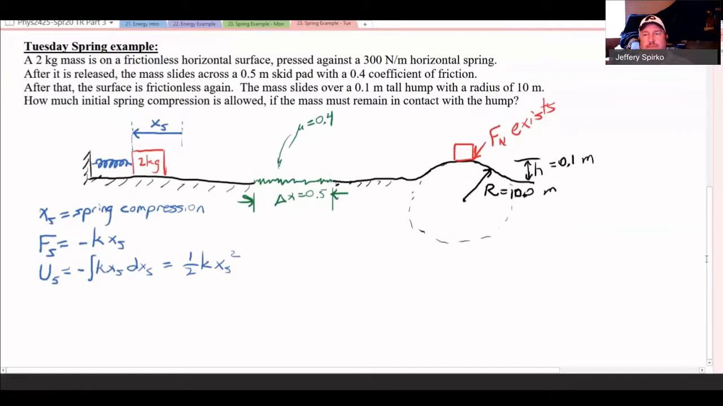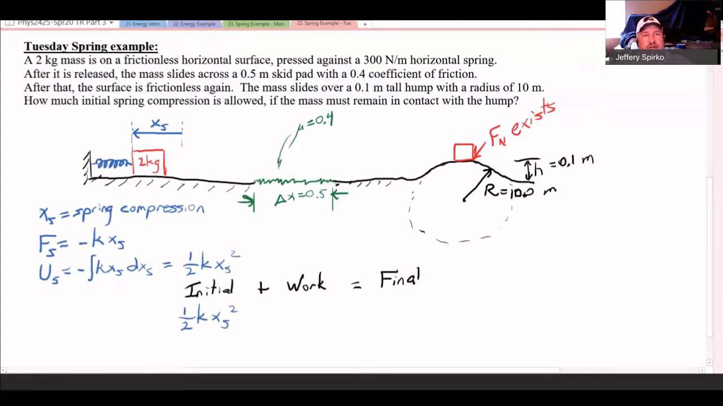So when we think about energy, we're always going to try to think about initial plus work equals final. And initially, the only energy we have is our spring energy. So I'm going to put in a 1/2 k x s squared.